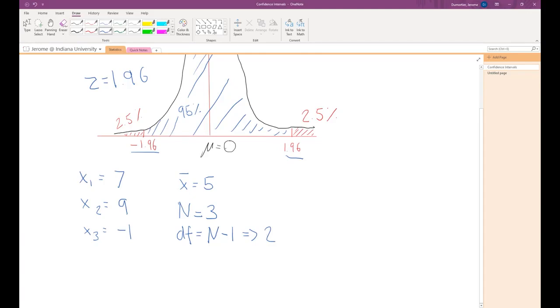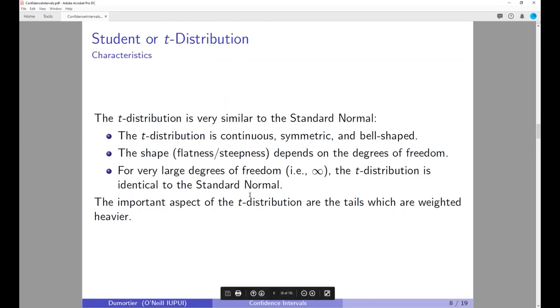Okay? Now, the t-distribution depends on this value that is called degrees of freedom. It turns out, and I will do some illustrations soon, that for very large degrees of freedom, mathematically an infinite number of degrees of freedom, the t-distribution is identical to the standard normal distribution. Now, the important aspect of the t-distribution are the tails, which are weighted heavier.